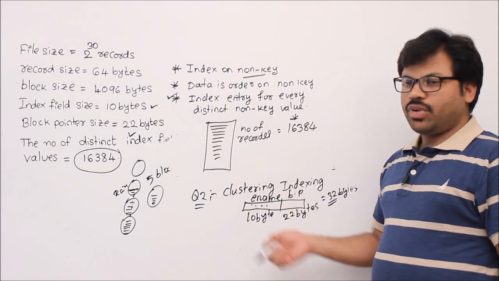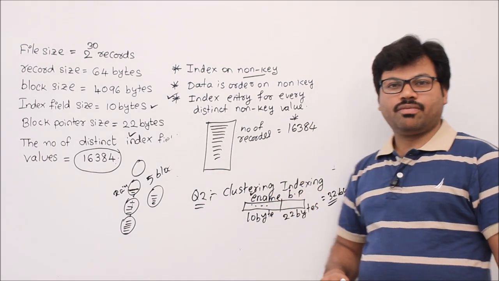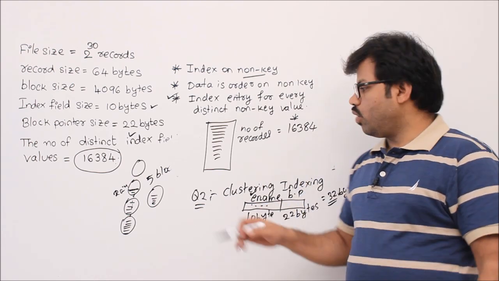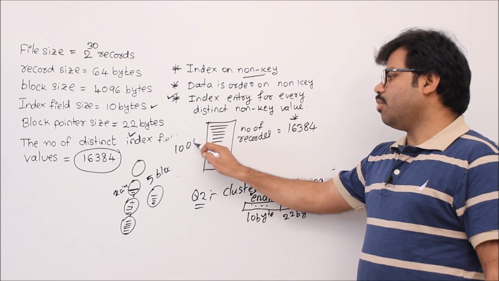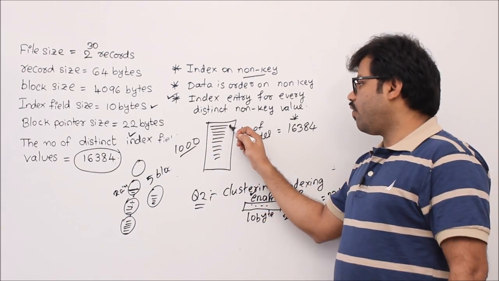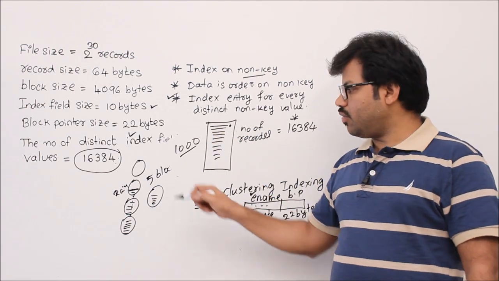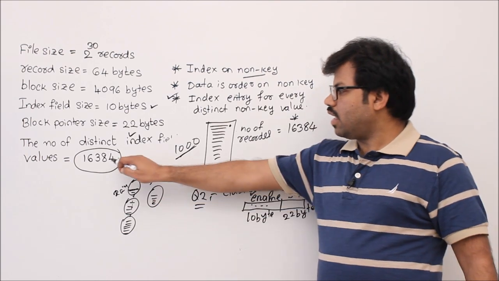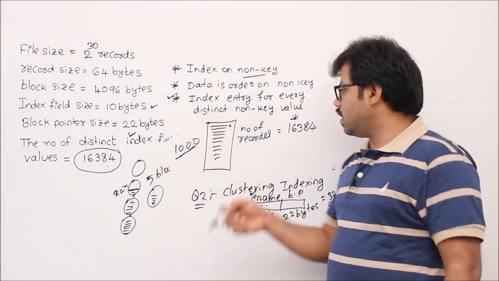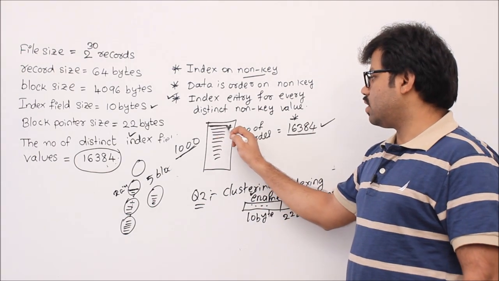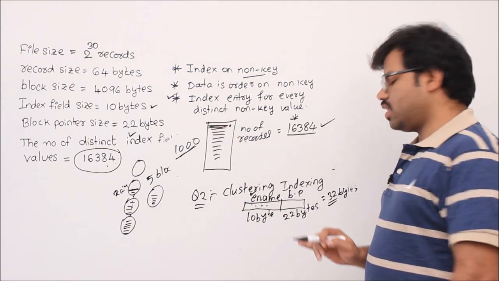So in the example, let's say the field is employee name, right? So a non-key field. Example, there are only 1000 different employee names. According to the clustering indexing technique, for every different employee name we create an index entry, right? If there are 1000 employee names, we create 1000 entries here. But here there are 16,384 such values, then 16,384 entries, done. Entry size is also fixed, we know that it is 32 bytes, remember it.